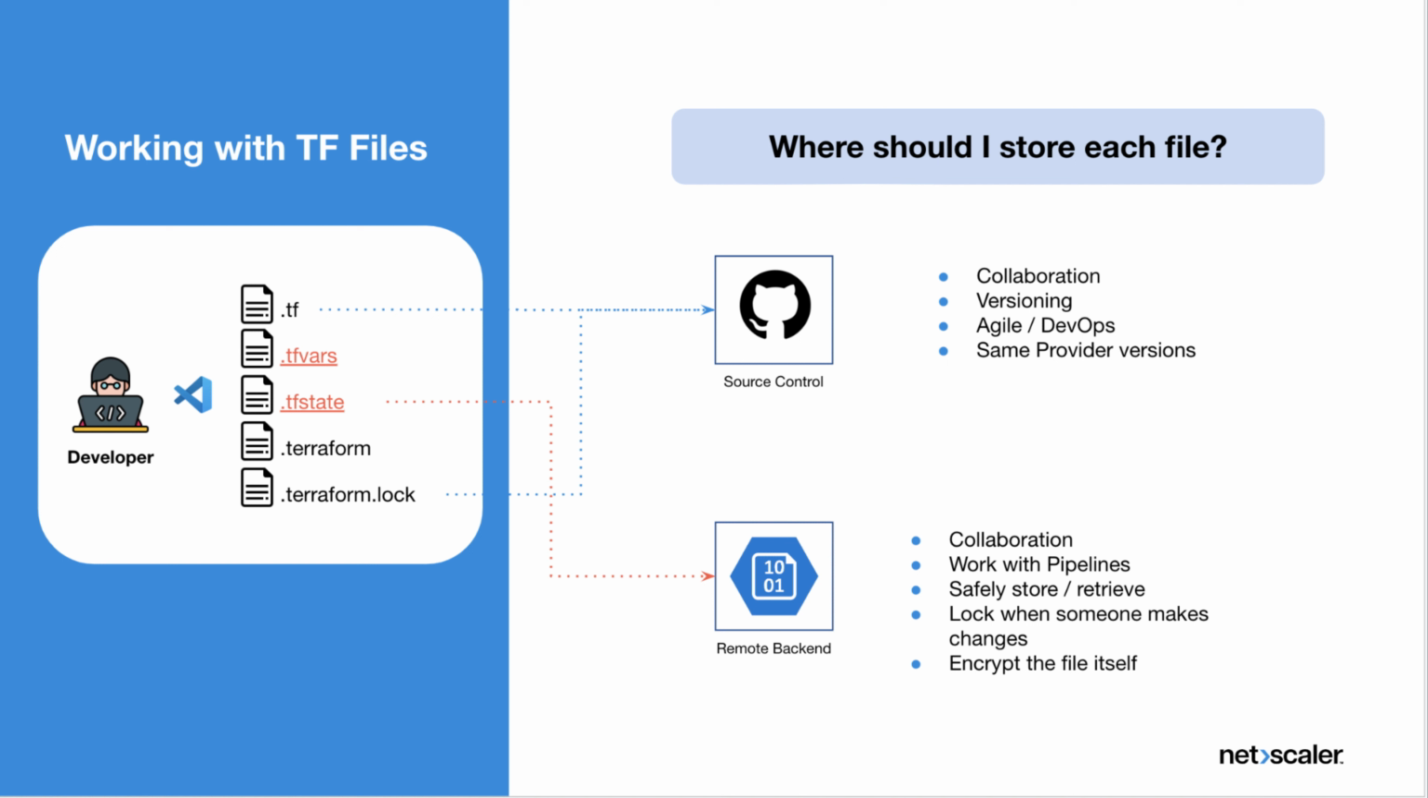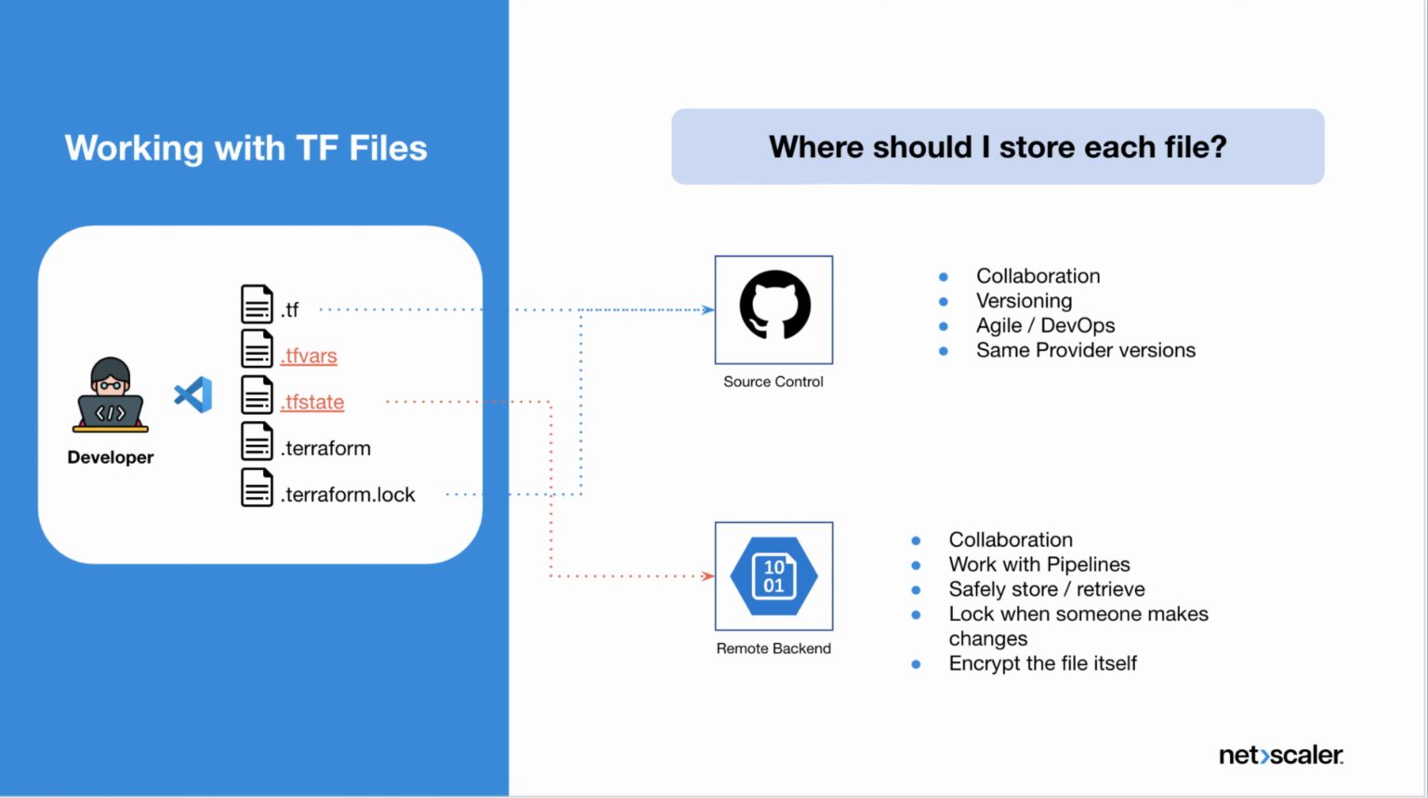So there are certain things that can be stored on Git, on a source control system, because teams need to collaborate, need to do versioning, need to follow agile and DevOps practices. And they also need to use the exact same versions when it comes to a single provider. Let's say a team is using our NetScaler provider. So every time an engineer is going to work with our provider, he or she needs to use the same version again. So the things that you will see here on the screen, like the TF files and the Terraform lock files, should and can be stored on the source control.